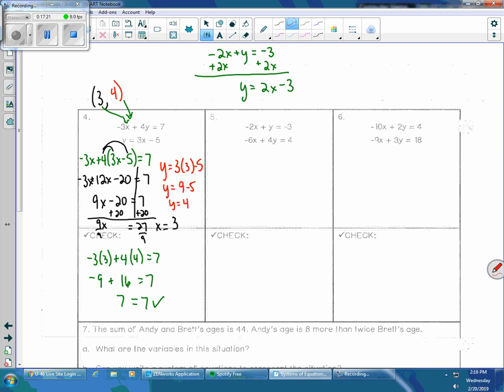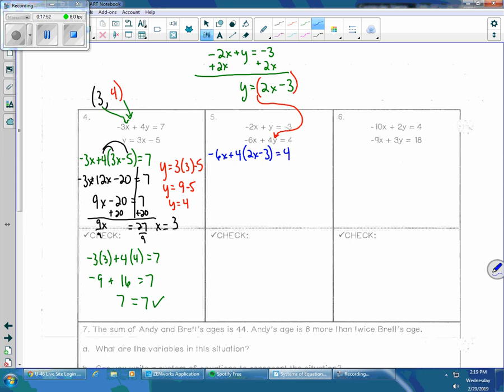So this 2x minus 3, this is what I'm going to take. I'm going to put parentheses around it, and this whole value is going to be substituted in the bottom equation for y. So I'm going to write negative 6x. Actually, I'm going to switch colors so that you don't think it's that last equation. So negative 6x plus 4 times the quantity 2x minus 3 equals 4.